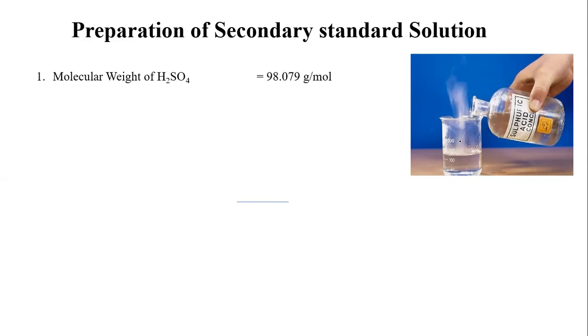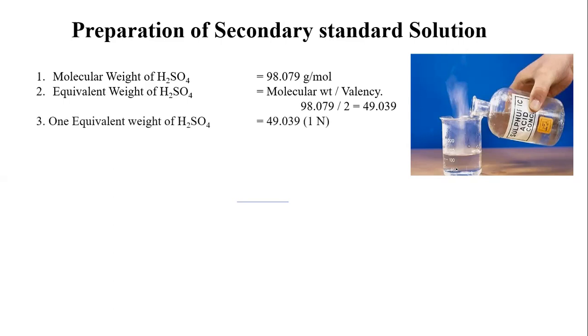Very first, I'm taking the example of sulfuric acid, which I mentioned in my image. What is the molecular weight of sulfuric acid? It is 98.079 gram per mole. As usual, we are preparing a normal solution. So the equivalent weight of H2SO4 is the molecular weight divided by valency, that is 98.079 divided by 2, since the valency of H2SO4 is 2. That is equal to 49.039 gram per mole. So one equivalent weight of H2SO4 is 49.039. If we mix 49.039 grams in 1 liter, we get 1 normal.